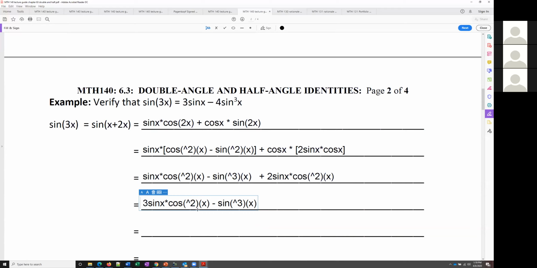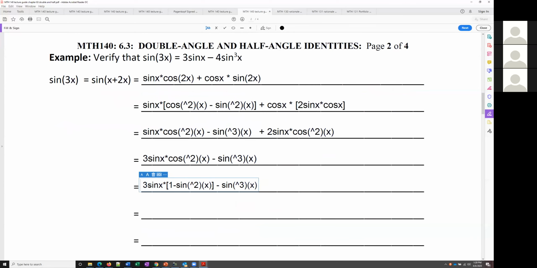And then because this is cosine squared x, I can replace cosine squared with 1 minus sine squared. So this is 3 sine x times 1 minus sine squared of x minus the sine cubed of x. Does that look okay? Okay, and now I'm going to distribute. I'm going to multiply the 3 sine x, first with the 1, and then with the sine squared x. So this will give me 3 sine x minus 3 sine cubed x minus sine cubed x.